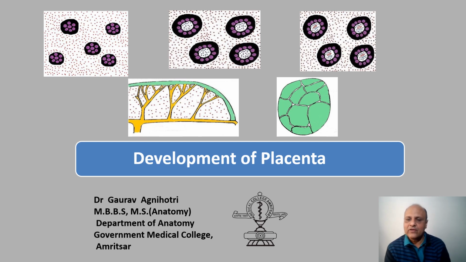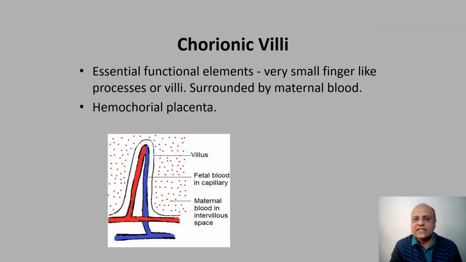So students, today we will do the development of the human placenta. The essential functional element of the placenta is the chorionic villus, which contains the fetal blood. Outside is the maternal blood, and exchange of material takes place between fetal blood and maternal blood. The maternal component is the haem, while the fetal component is the chorion. So the human placenta is called haemochorial.